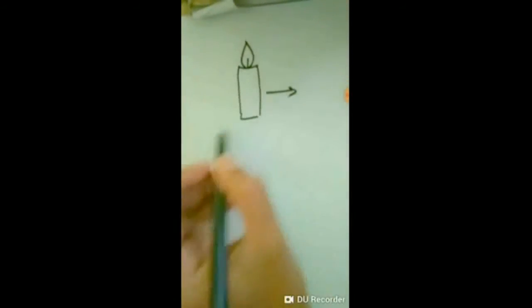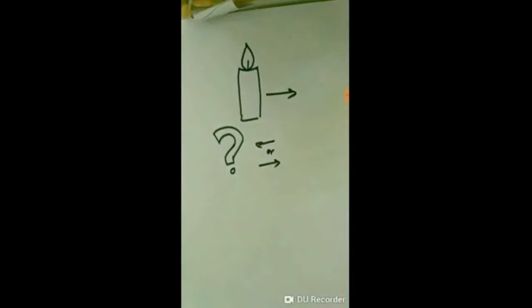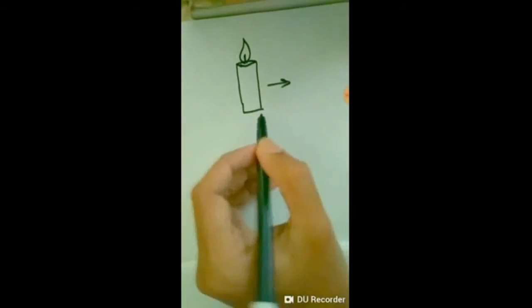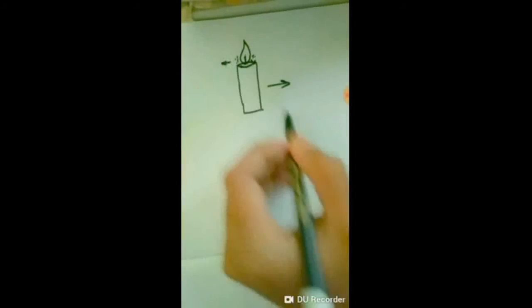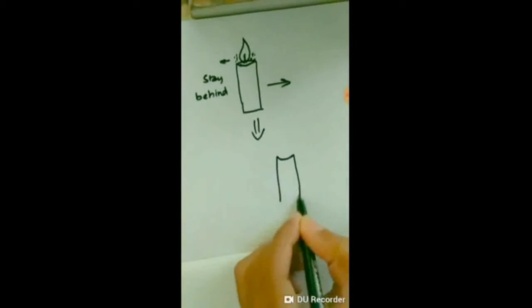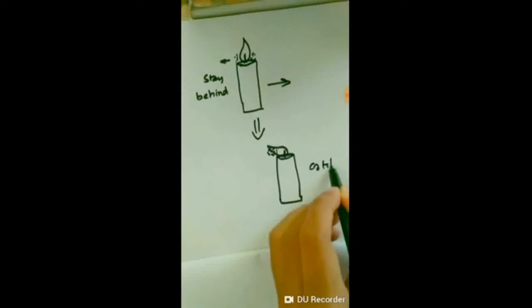So if I move the burning candle towards the right, what will happen to the direction of the flame? Left or right? Let's see. When I move the burning candle towards the right, the vapors will stay behind the candle. These vapors which have stayed behind the candle will catch fire, and hence we see the flame pointing towards the left.